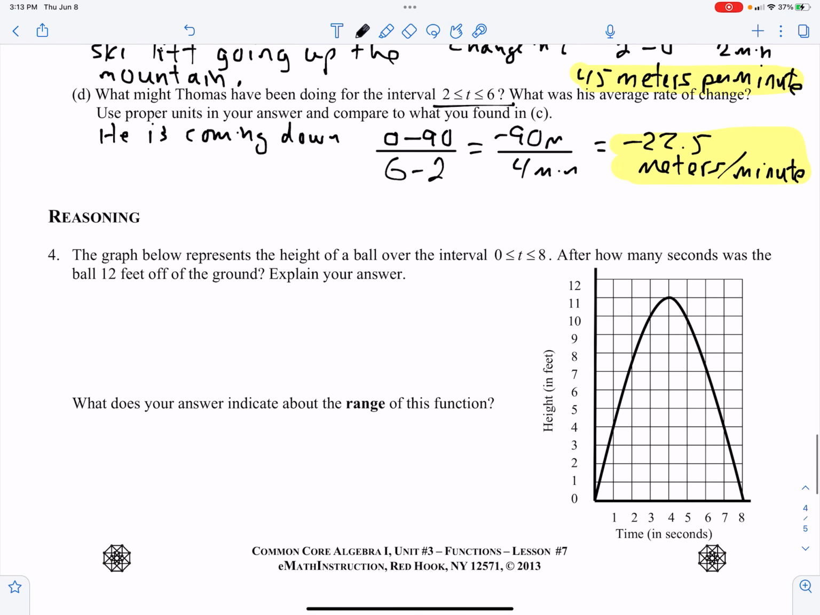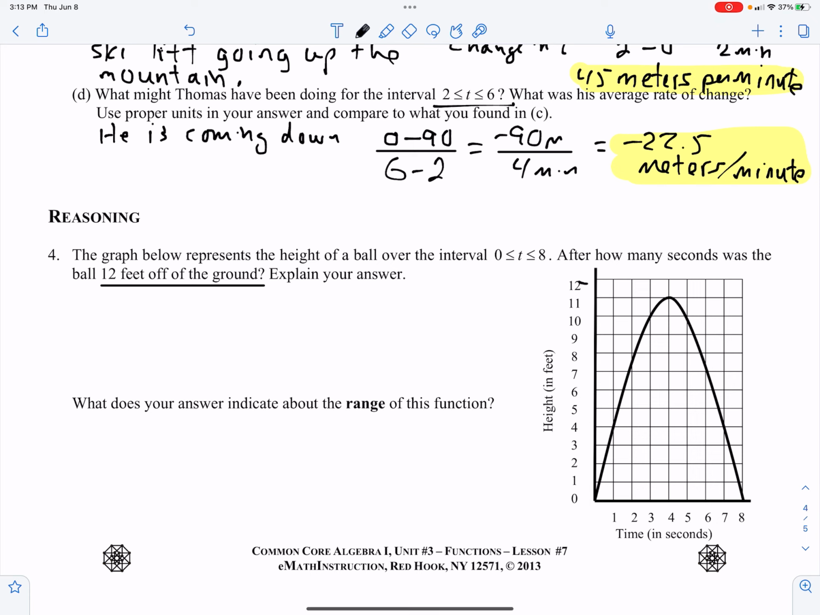All right, and in our final question, number 4, it says the graph below represents the height of a ball over the interval between 0 and 8 seconds. So time is greater than 0 seconds, but less than 8 seconds. So basically between 0 and 8 seconds. After how many seconds was the ball 12 feet off the ground? Explain your reasoning.